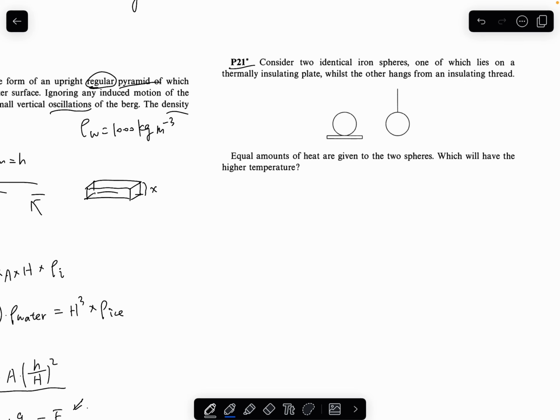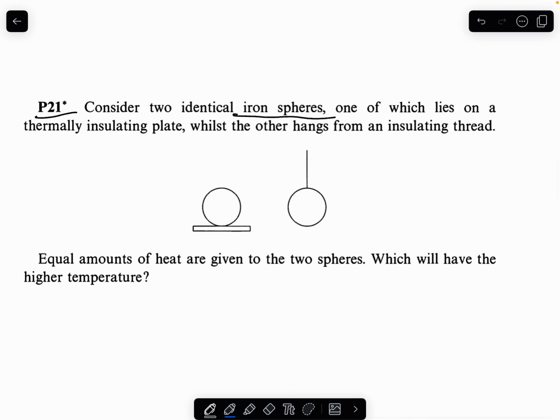And here's the next problem, problem 21. There are two identical iron spheres, one of which lies on a thermally insulating plane, while the other hangs from an insulating thread. Equal amounts of heat are given to the two spheres. Which will have the higher temperature? You might think, why would they have different temperatures? I mean, these are all insulating, right?